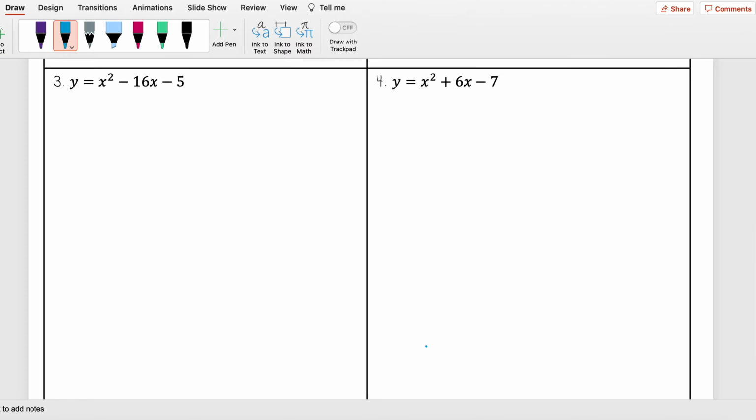Okay, let's try another one. First step, I need to move my c to the other side, so I'm going to add 5 to both sides. Here you'll notice I have y instead of f of x. That's okay, they both mean the same thing.